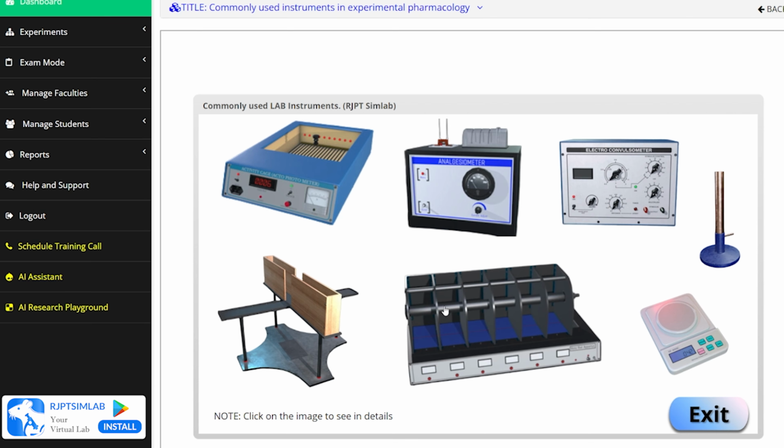In this video, as we can see, we have these 7 different kinds of laboratory instruments that are used in the pharmacology labs. At first, we have the Actophotometer. At second, we have the Analgesiometer. At third, we have the Electroconvulsiometer. At fourth, we have the laboratory burner. At fifth, we have this elevated plus maze. At sixth, we have this rota-rod apparatus. And at the seventh, we have the weighing balance. Now let's start with the first instrument, which is the Actophotometer.